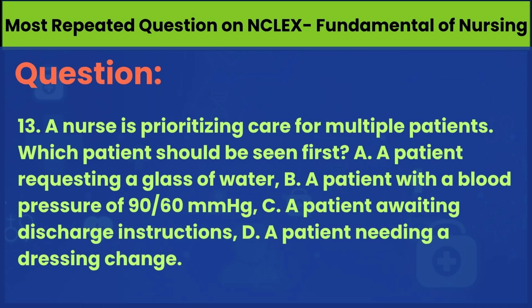13. A nurse is prioritizing care for multiple patients. Which patient should be seen first? A. A patient requesting a glass of water. B. A patient with a blood pressure of 90/60 millimeters of mercury. C. A patient awaiting discharge instructions. D. A patient needing a dressing change.